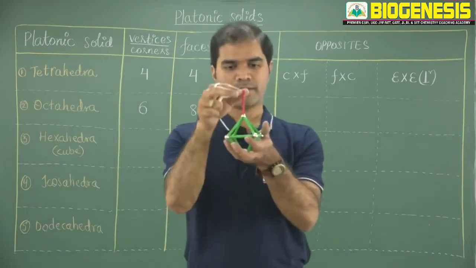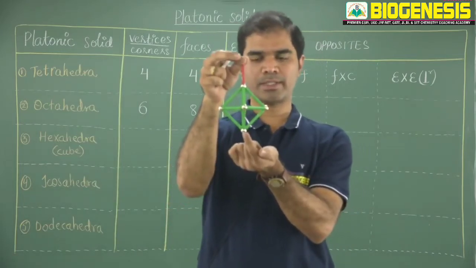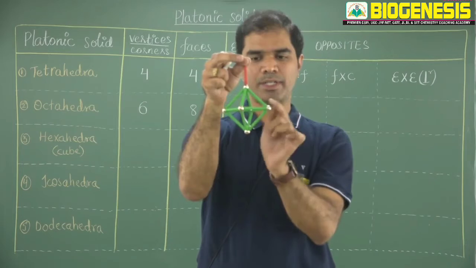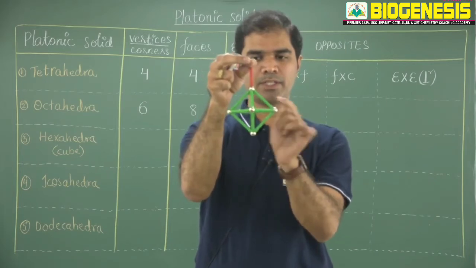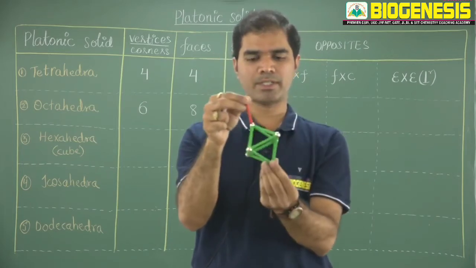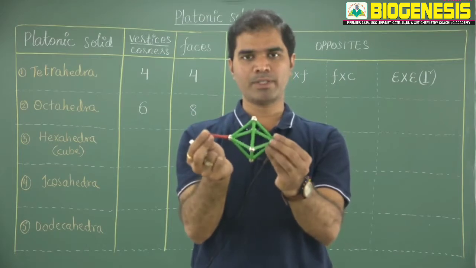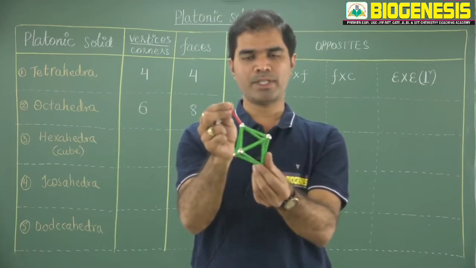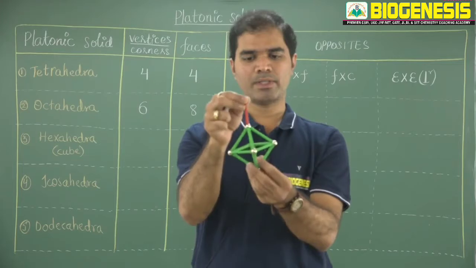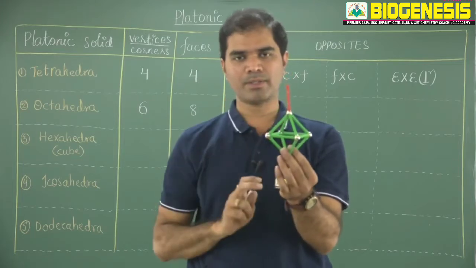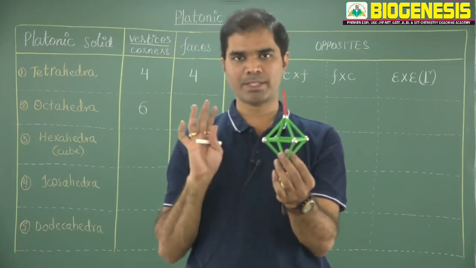For a vertex, opposite is another vertex. I am choosing this vertex, opposite is another vertex. For this vertex, opposite is another vertex. So however you may view it, the opposite of a vertex is another vertex, or the opposite of a corner is a corner. So corner to corner established.